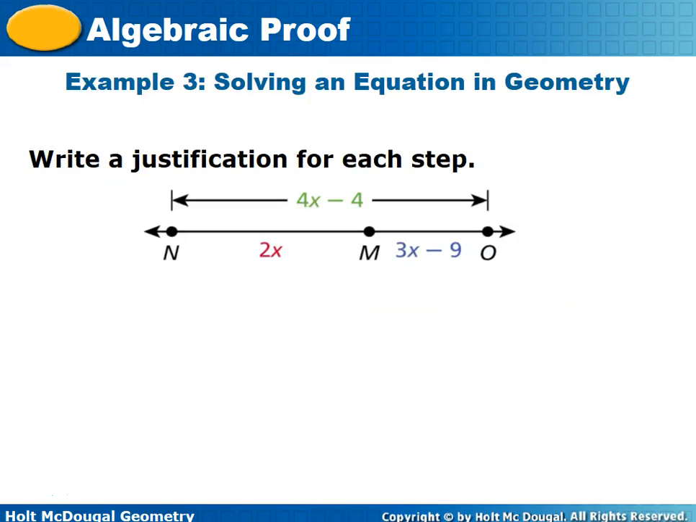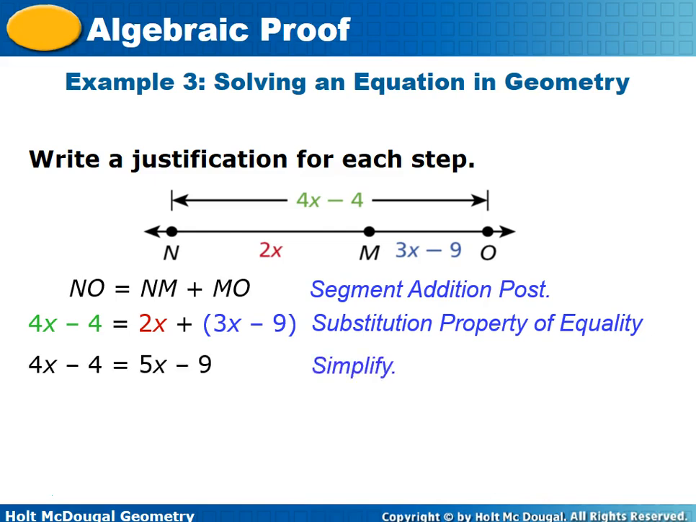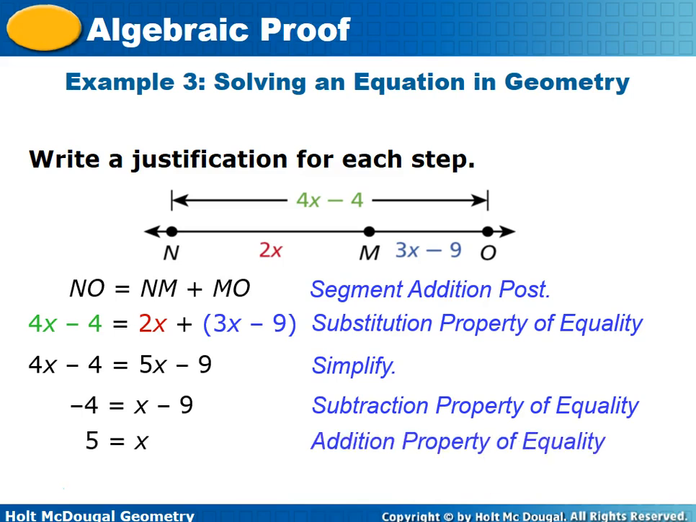All right, now this one should look really familiar to you guys because it looks a lot like what we did last week. So when we look at the first step of this, it's our segment addition postulate again. Our second step is just us substituting in the values for NO, NM, and MO. Our third step is simplifying. We combined the 2x plus the 3x. Our next step, we subtracted the 4x from the 5x. And our final step, we're going to add 9 to both sides.